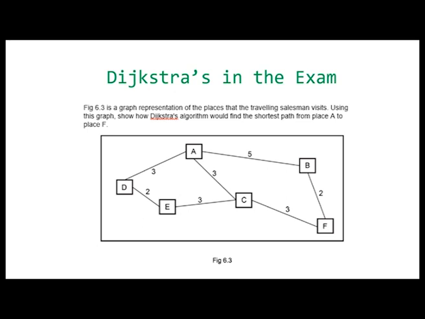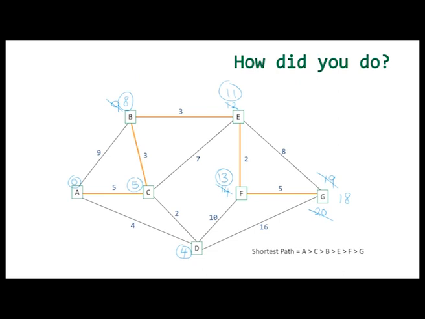As promised, we have the solution to the problem that I posed you. The shortest path you should have come up with should have been from A to C to B to E to F and then finally to G.